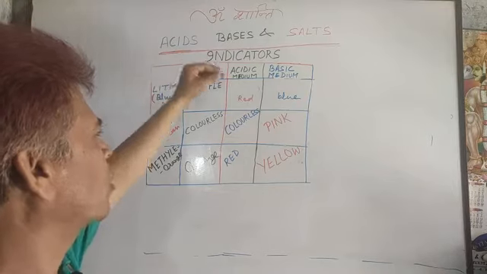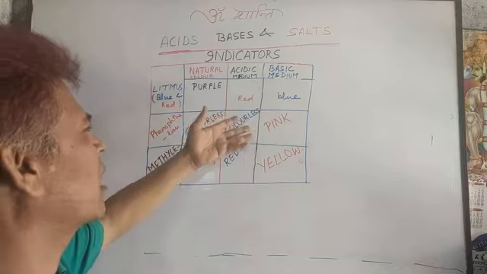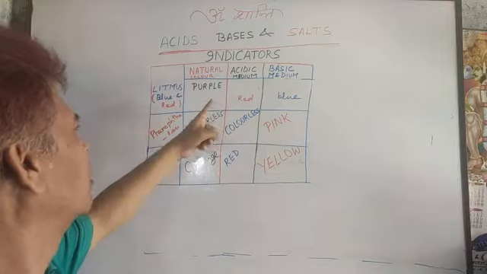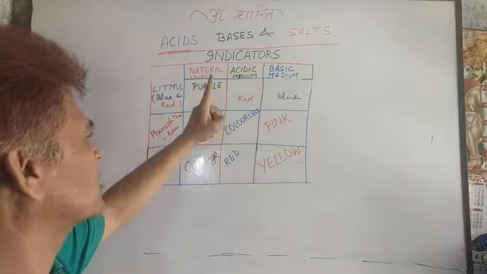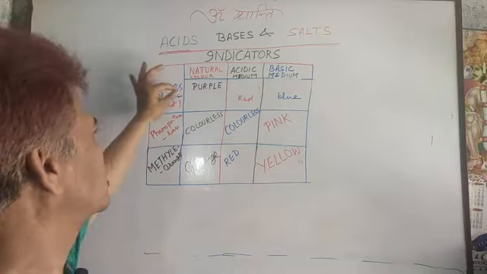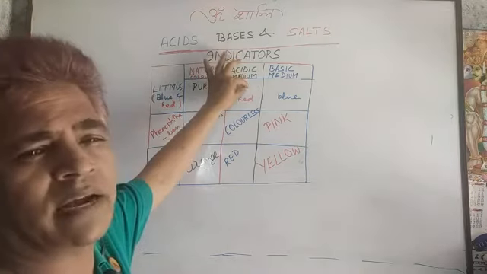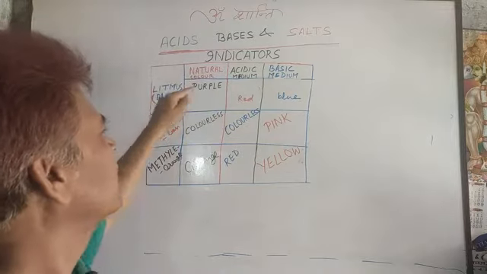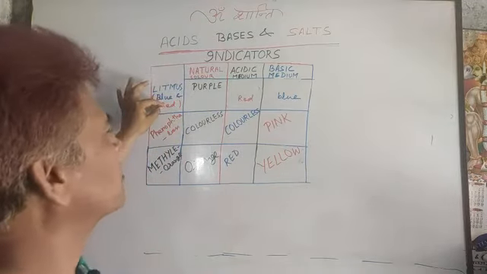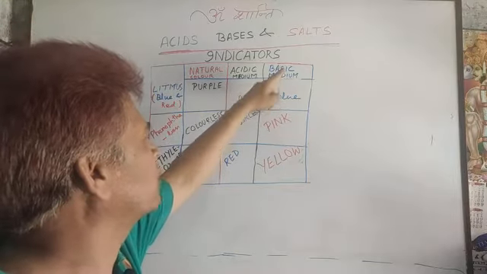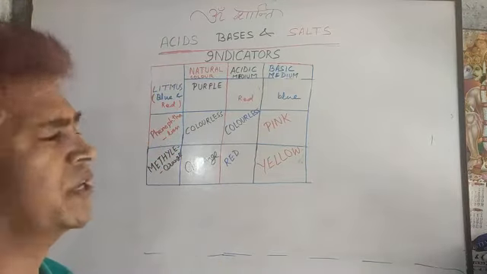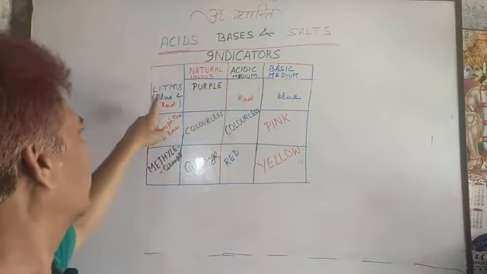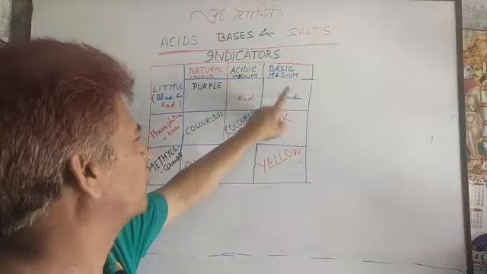Suppose a solution is given and you have to identify whether it is acidic or basic in nature. First of all, you must recall: if the compound is acidic and a blue litmus paper touches that solution, it turns red. Blue litmus paper turns red. Similarly, red litmus paper changes its color to blue whenever it touches a basic medium. So blue litmus turns red in acid, and red litmus paper turns blue in base.